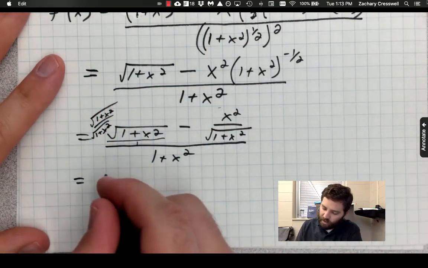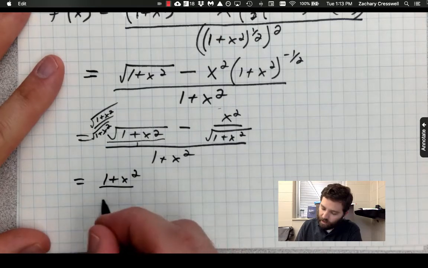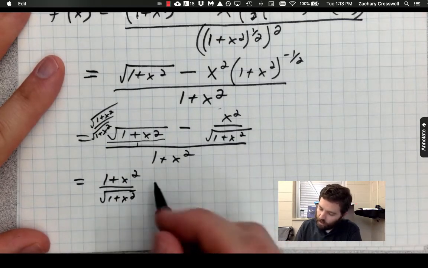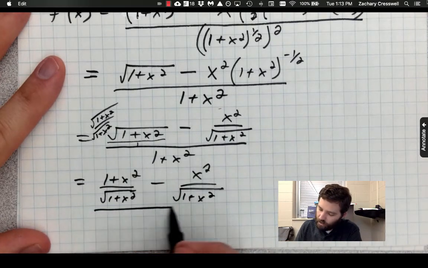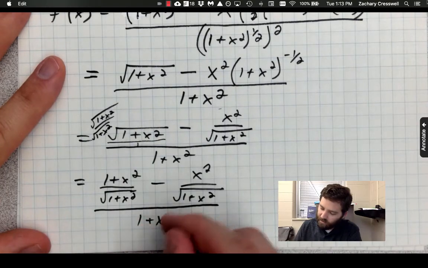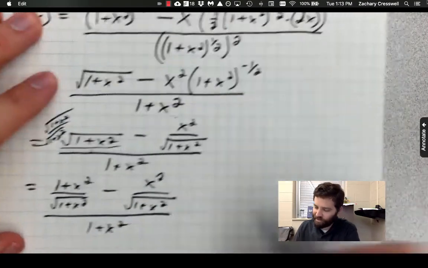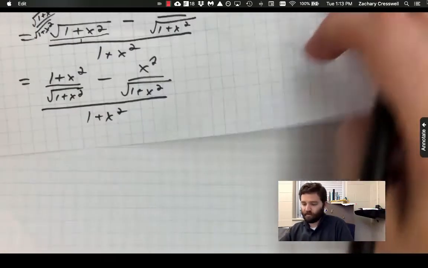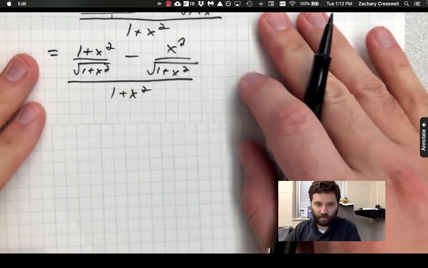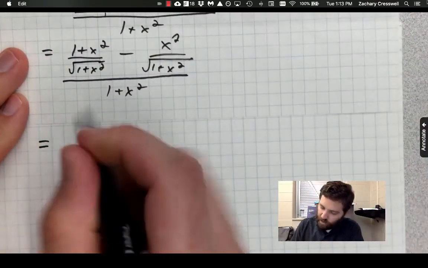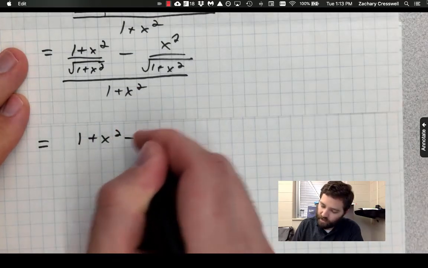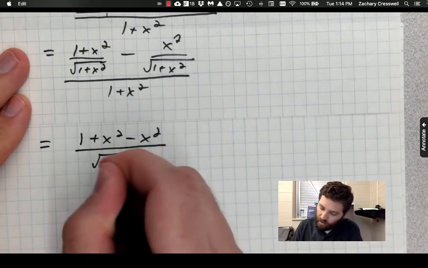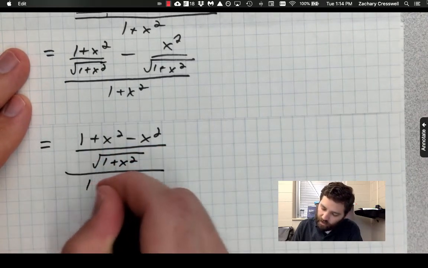So on top, I'll just get 1 plus x squared. On the bottom, I will get the square root of 1 plus x squared minus x squared over the square root of 1 plus x squared, all divided by 1 plus x squared. Combine the fractions. Let's reorganize this a little bit so you can still see what I'm doing. On top, I'm going to combine these two fractions together. So I will get 1 plus x squared minus x squared divided by the square root of 1 plus x squared, all divided by 1 plus x squared.